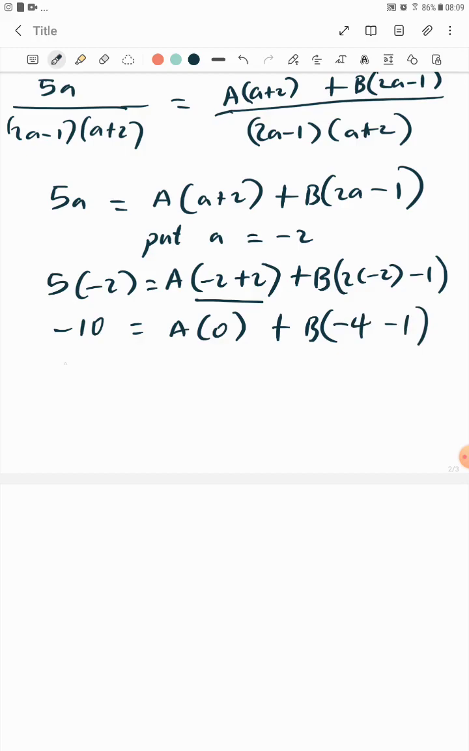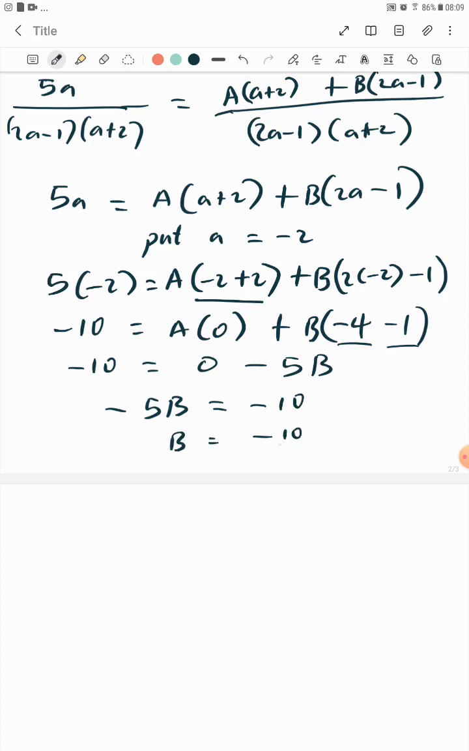So that will give us minus 10 equals, everything here is now 0. This will be minus 5B, because minus 4 minus 1 gives us minus 5. So I have minus 5B equals minus 10, and B will give me minus 10 over minus 5, and that will give us 2. Our B is 2.